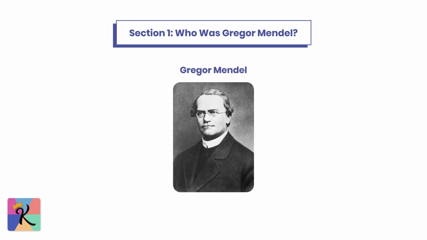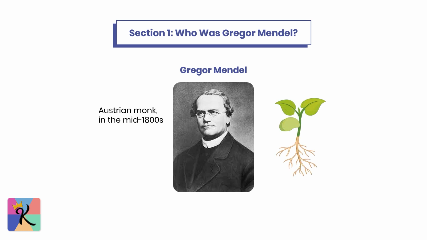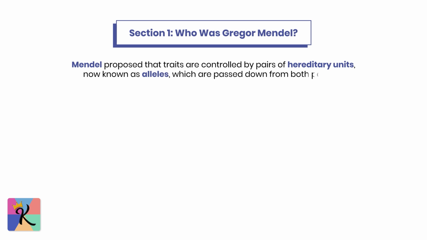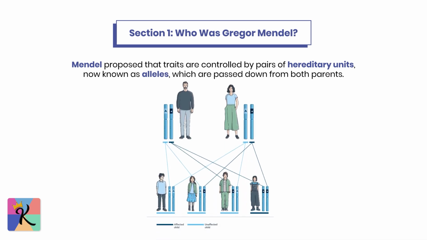Section 1. Who was Gregor Mendel? Before we delve into Mendel's laws, let's take a moment to appreciate the man behind these revolutionary ideas. Gregor Mendel was an Austrian monk who, in the mid-1800s, conducted a series of experiments on pea plants that changed our understanding of biology forever. His careful and methodical approach to breeding peas allowed him to observe how traits were inherited from one generation to the next. Mendel proposed that traits are controlled by pairs of hereditary units, now known as alleles, which are passed down from both parents. These alleles determine how specific traits are expressed in offspring.